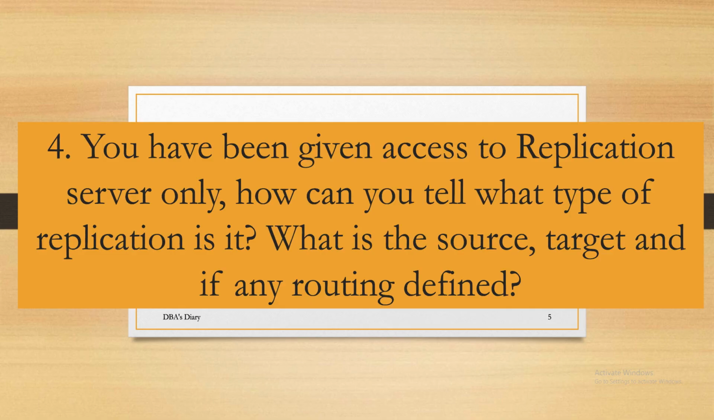Now let's move to the fourth question. Now you have been given access to a replication server only. How will you tell what is the type of replication, what is the source, what is the target, and whether any routing has been defined or not? So you have access to the replication server, right? First thing, you can find out the logical status, admin logical_status. That will give you details on whether it's a warm standby.